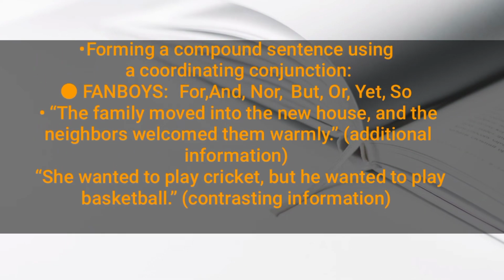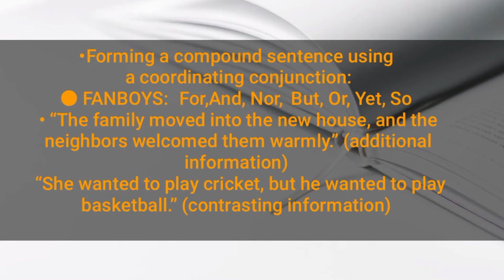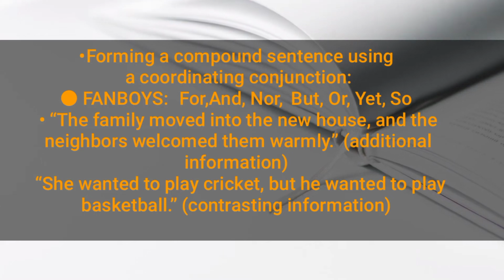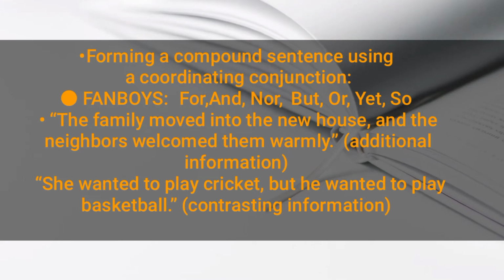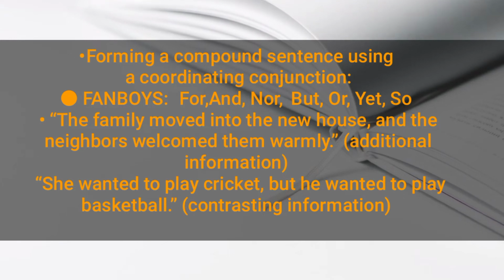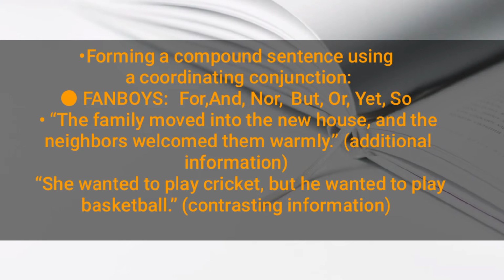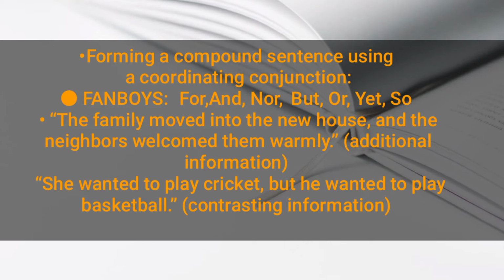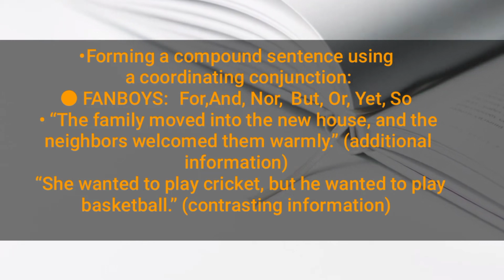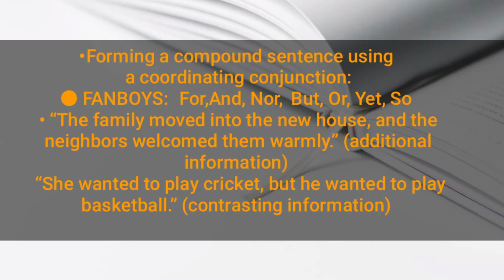The first one is forming a compound sentence using a coordinating conjunction. There are 7 coordinating conjunctions in English, which can be remembered using the acronym FANBOYS: for, and, nor, but, or, yet, so. When we join 2 clauses in a compound sentence with a coordinating conjunction, we must choose the one that best fits the relationship that exists between the 2 clauses.